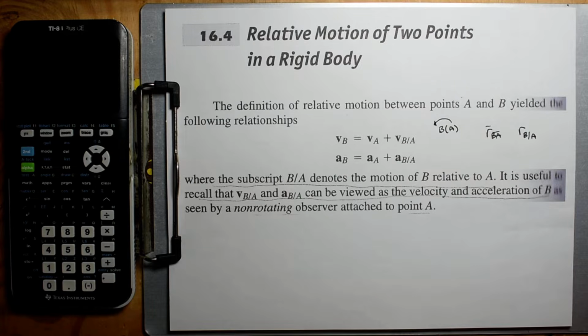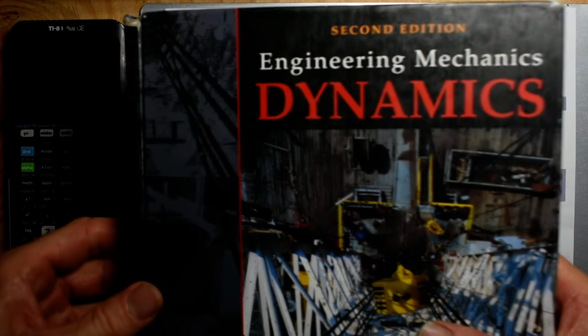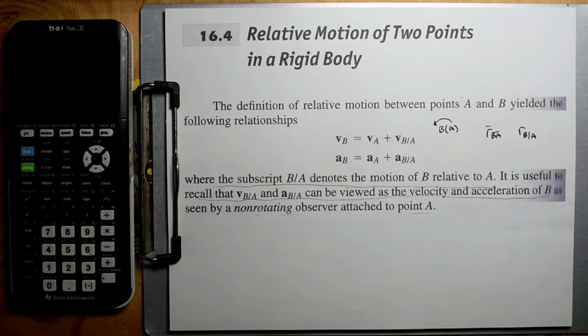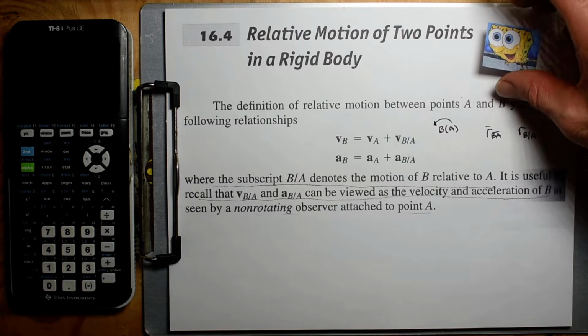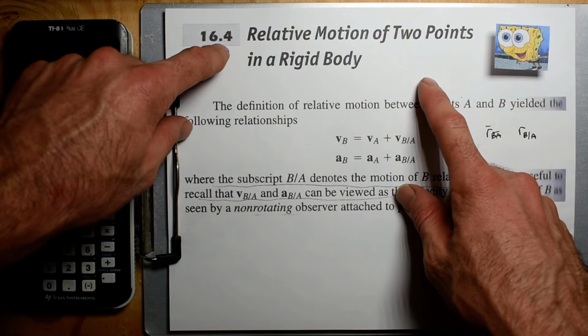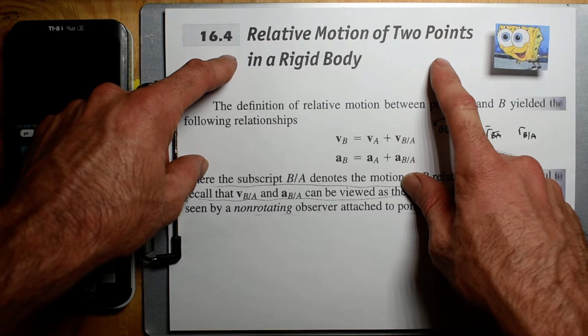Alright, hell yeah. So we're going to do a little proof. This is dynamics, and this is some tough stuff. And so we got SpongeBob today, and what we're going to go over is relative motion of 2 points on a rigid body.